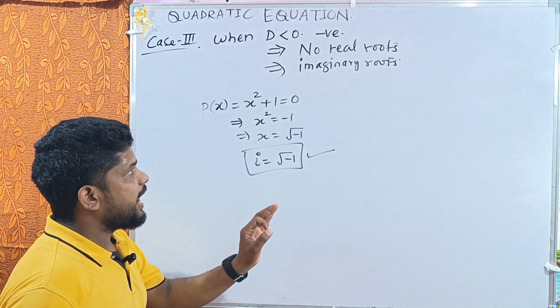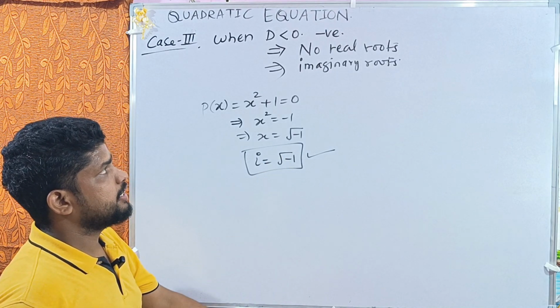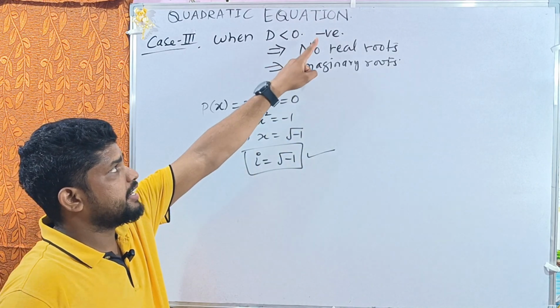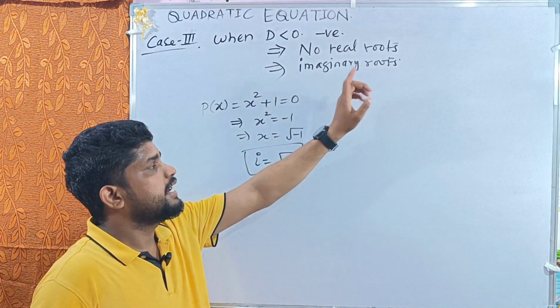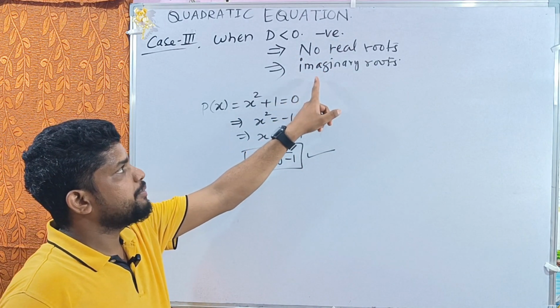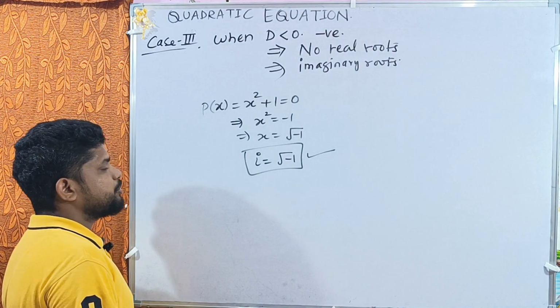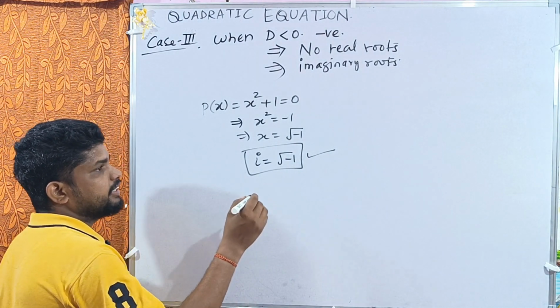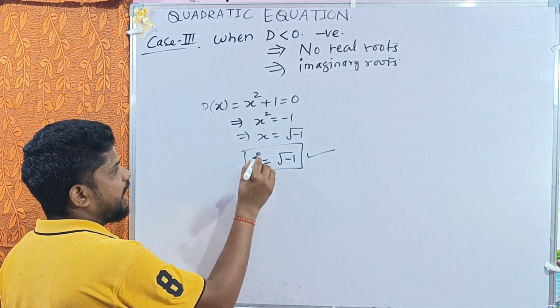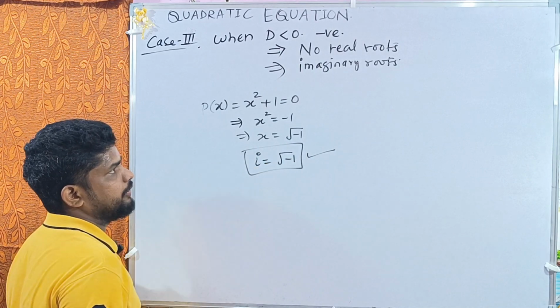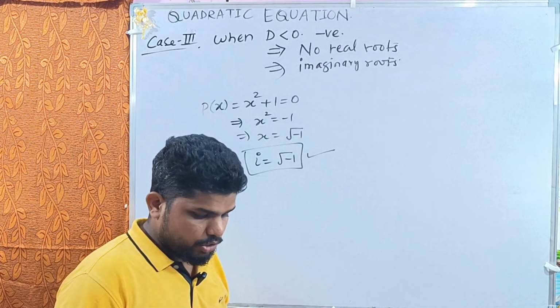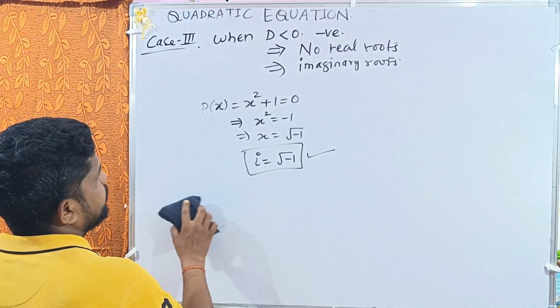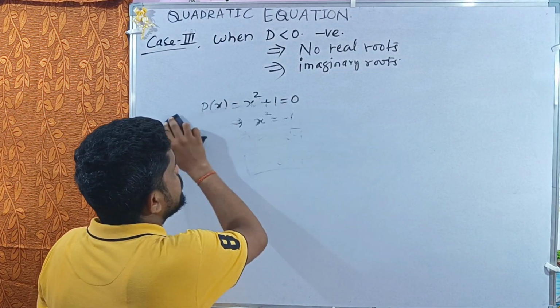For every quadratic equation whose discriminant is negative, we will get no real roots, and that will give us imaginary roots, and imaginary roots are generally denoted by i, which is under root minus 1. Now let us focus on the topic which we were on.